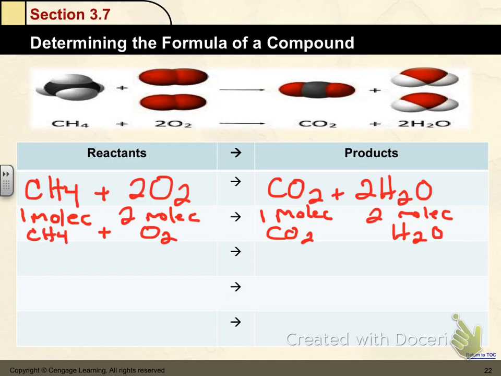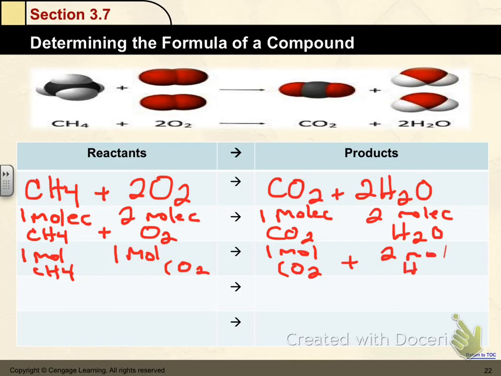So what do you think is more useful for us? Now, hopefully you said the mole, right? We can also write this that 1 mole of CH4 reacts with 2 moles of O2. Be careful, mole and molecule, totally different. And that gives us 1 mole of CO2 plus 2 moles of H2O. Okay? Think about mass-wise here. What's the molar mass of CH4? Well, you've got 4 hydrogens and 1 carbon, so that comes out to 16.04 grams per mole. And there's 1 mole of that.